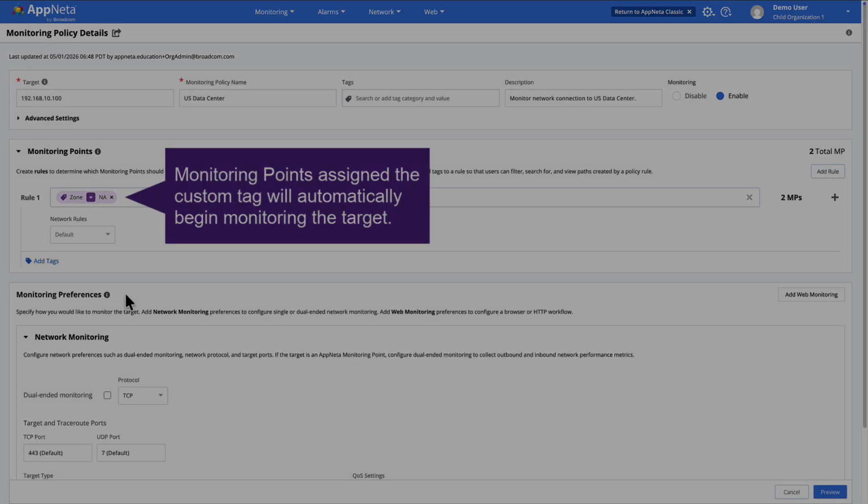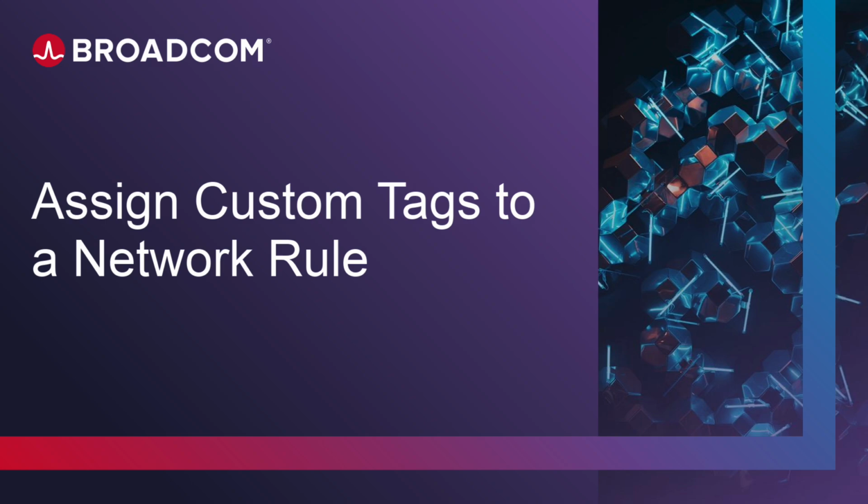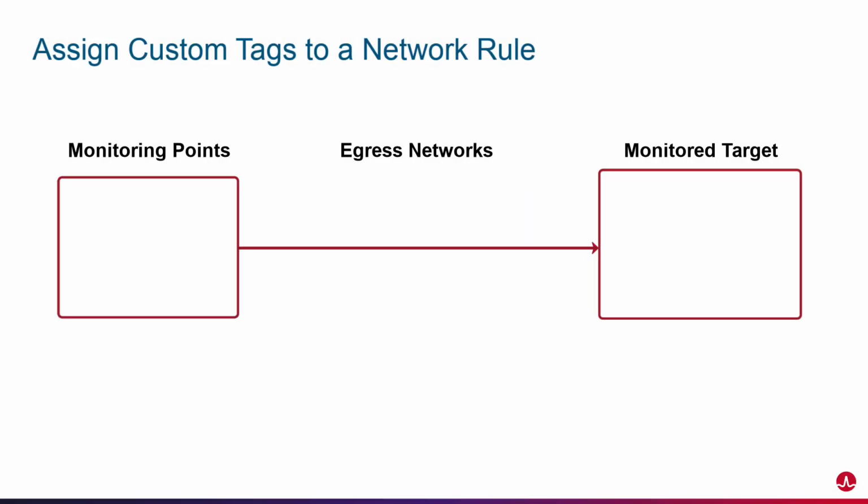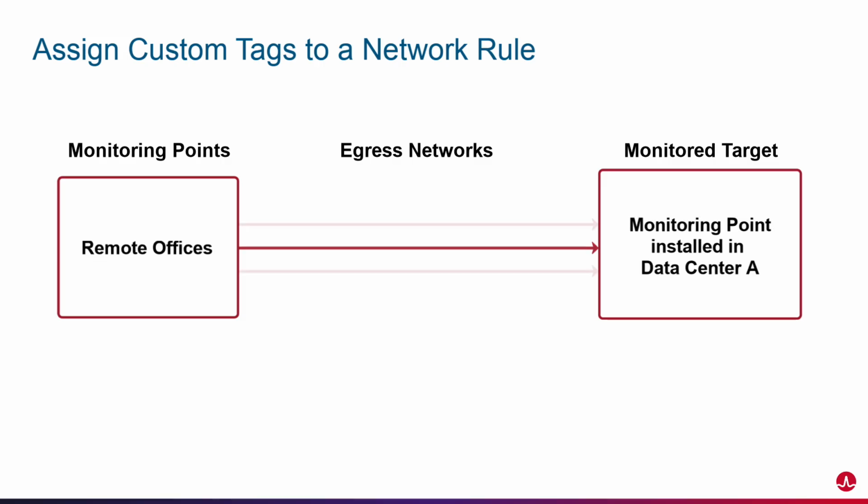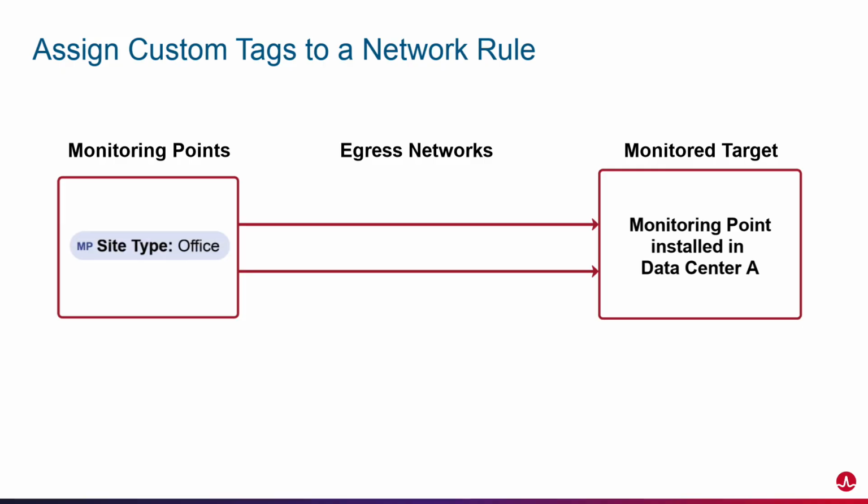performance metrics. Another use case is to automate monitoring over specific egress networks, then tag the relevant paths with a friendly name for the network. For illustration, let's consider an organization that needs to monitor the connection from remote offices to a data center over multiple egress networks. We previously assigned a custom tag to each monitoring point to indicate if it is deployed in an office. Each office monitoring point was installed and configured to connect to each egress network over consistent VLANs.